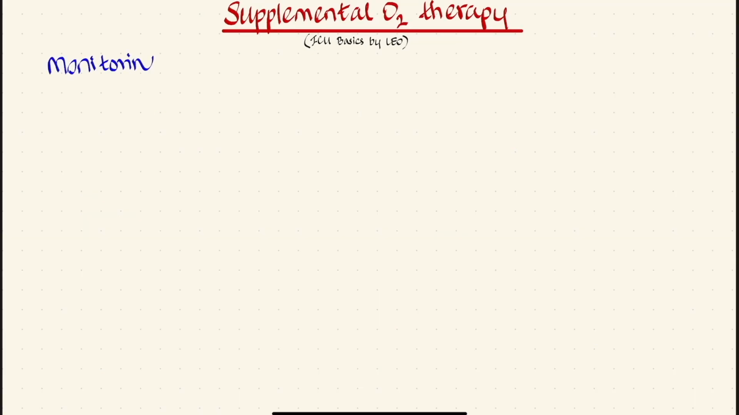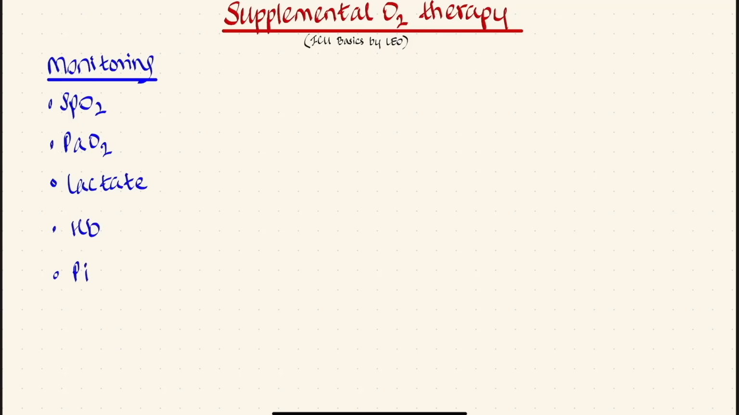How can we monitor critically ill patients on oxygen therapy? We can do non-invasive monitoring like SpO2 and invasive monitoring like arterial blood gas to check PaO2, lactate, and Hb. In patients with cardiogenic shock, we can consider monitoring cardiac output by pulse contour cardiac output monitoring, PiCCO for example. We should also assess patients clinically by observing respiratory rate and work of breathing.